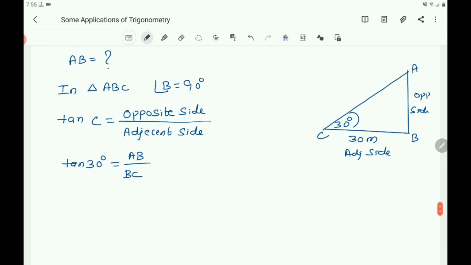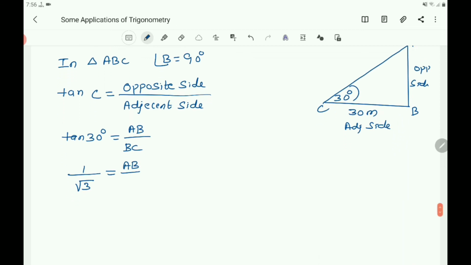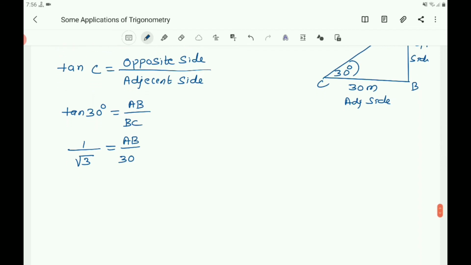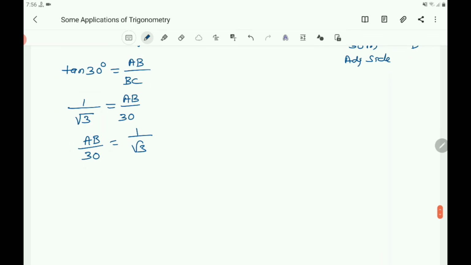Now you know the value of tan 30. What is the value of tan 30? That is 1 by root 3. Tan 30 is 1 by root 3. That equals AB, you write AB only, by BC, which is given, that is 30. Now you exchange the LHS and RHS. As AB is to be found out, it is in the numerator of the RHS. So AB by 30 equals 1 by root 3.